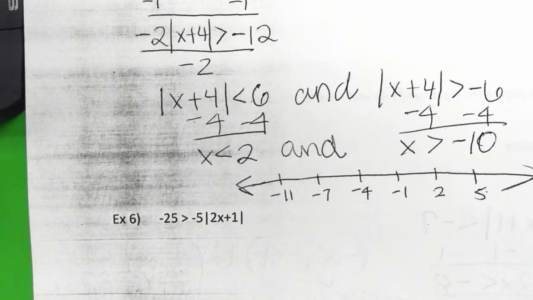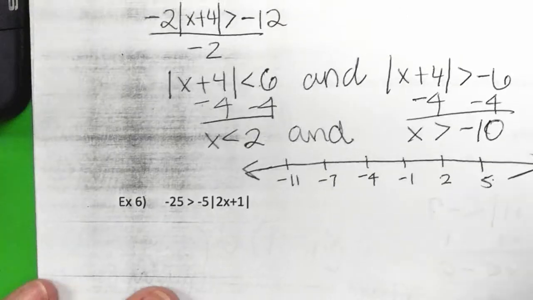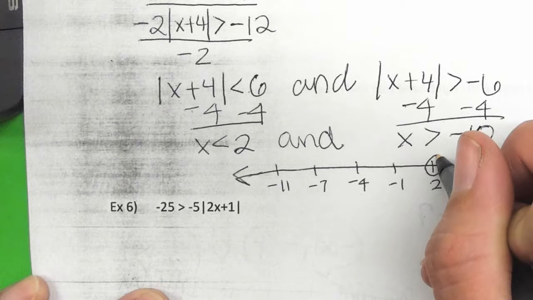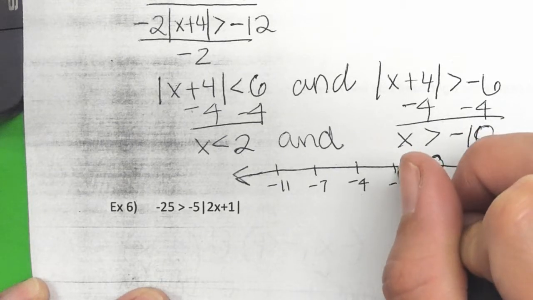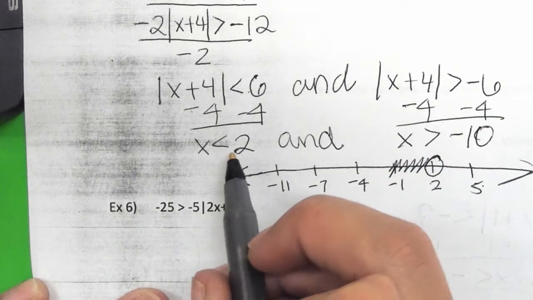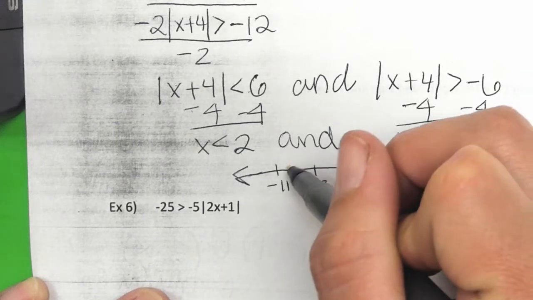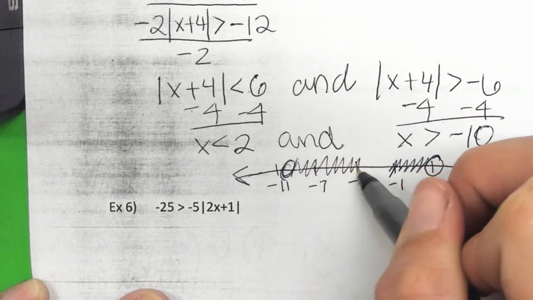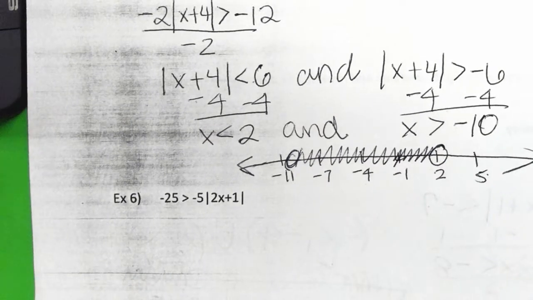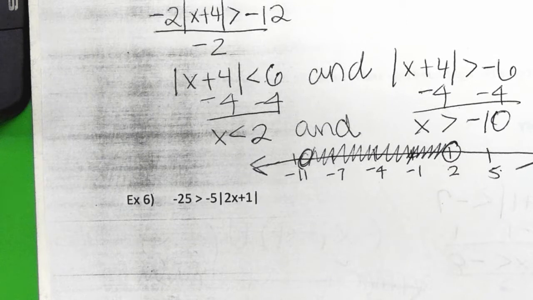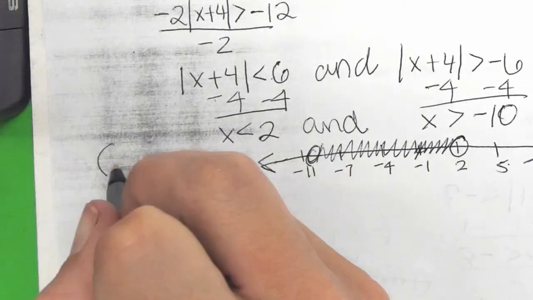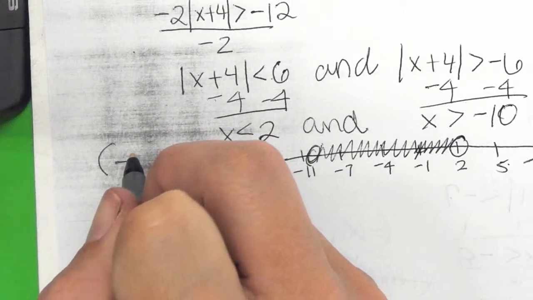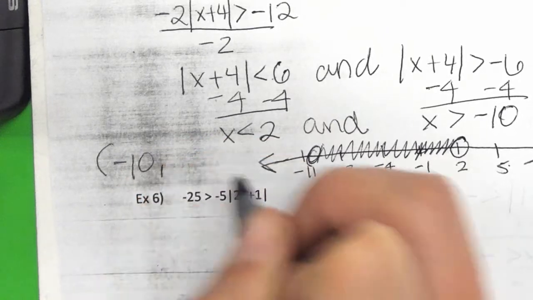Alright. Starting with 2, we need to have an open circle going which way? Right, pointing to the left. This one's negative 10 and it goes which way? Right. Very good. And this is how it should look because it's an and statement. And so my interval notation will be what? Negative 10 to 2. Very good.